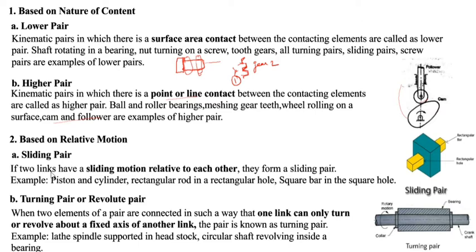Based on relative motion. Sliding pair: if two kinematic links have a sliding motion relative to each other, they form a sliding pair. Another name is prismatic pair. Examples: piston and cylinder, rectangular rod in a rectangular hole, square bore in a square hole. You see, rectangular rod in a rectangular hole. This is one example.